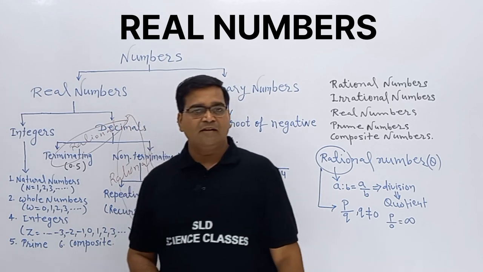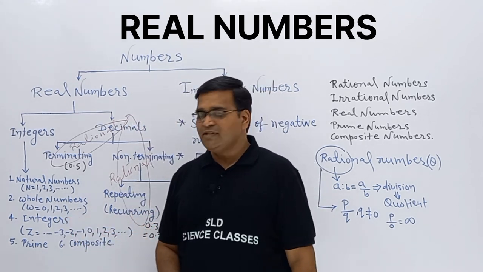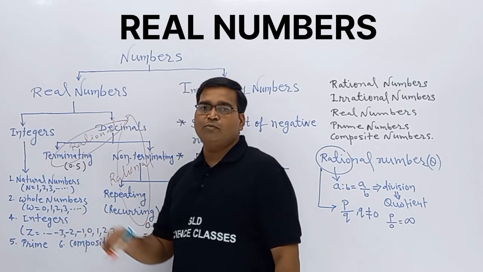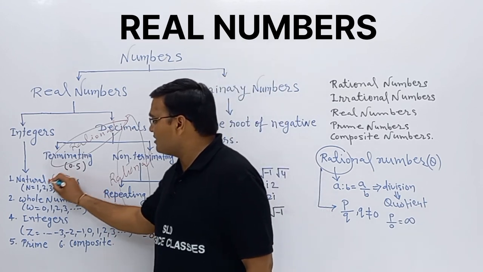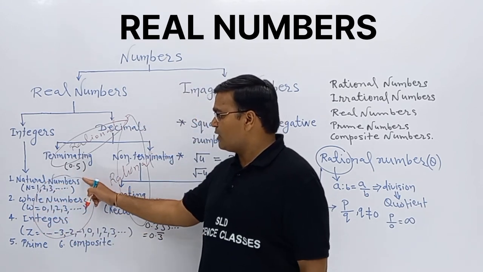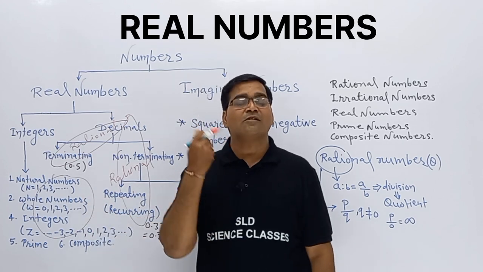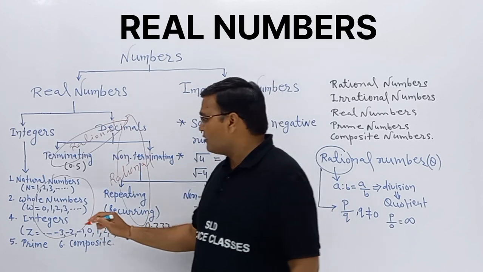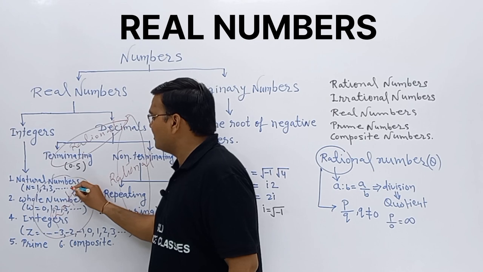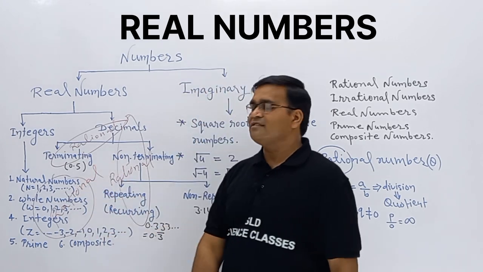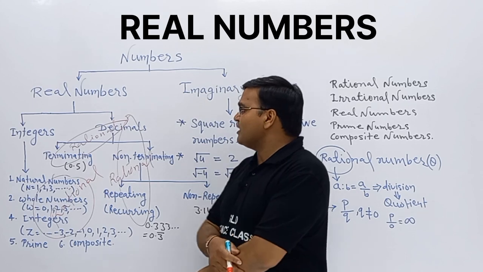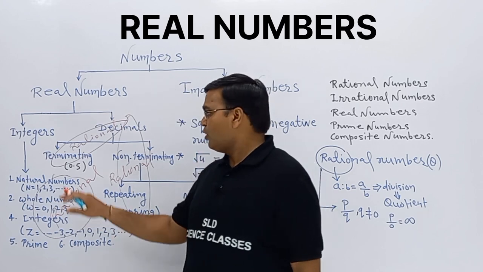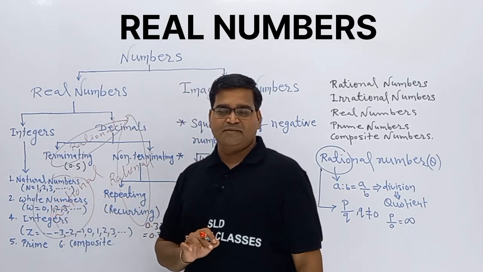Third one, all integers are rational. It means integers have counting numbers, 0 and the negatives of the counting numbers. All of these numbers, natural, whole, integers, are rational numbers. So rational numbers include all integers, including natural, whole and integers, the complete numbers.